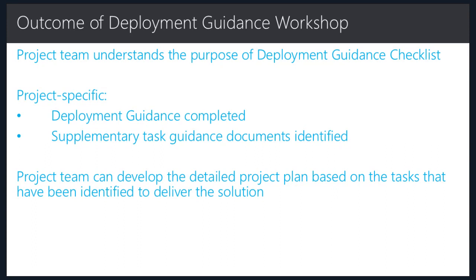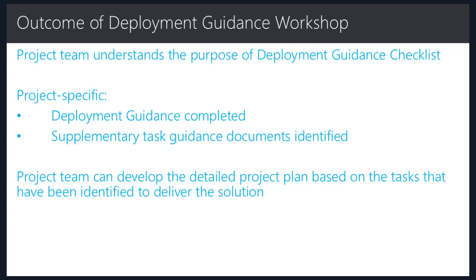The deployment guidance workshop is considered a success when the project team understands the purpose of the deployment guidance checklist as a way to list all of the required tasks to deploy the solution and to provide a way to track the completion of the task. And when the project team has completed the customized version of the deployment guidance checklist that is relevant to the organization.